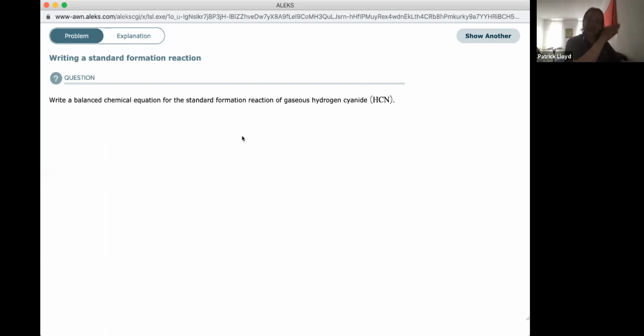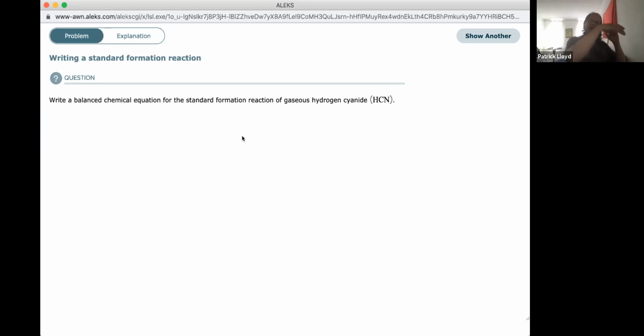Okay, so you're going to write an equation, a chemical equation. You're going to want to put the states of matter in there, and it's got to be balanced, and the product has to be 1 mole. The coefficient has to be a 1. So you have to balance it in such a way that it balances, but you've got a 1 as the coefficient for the product.